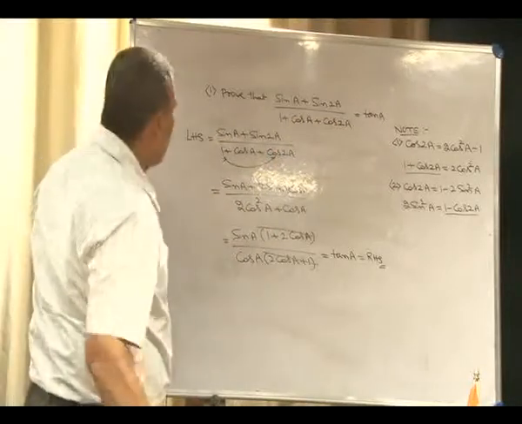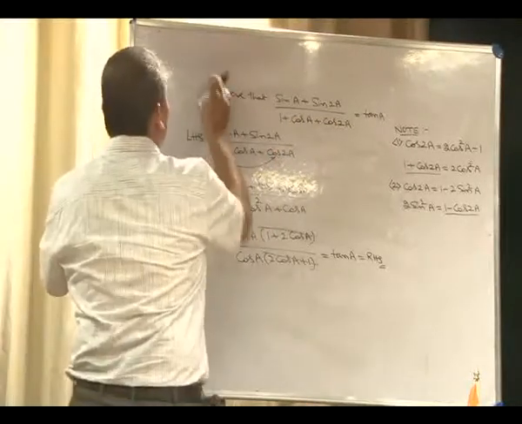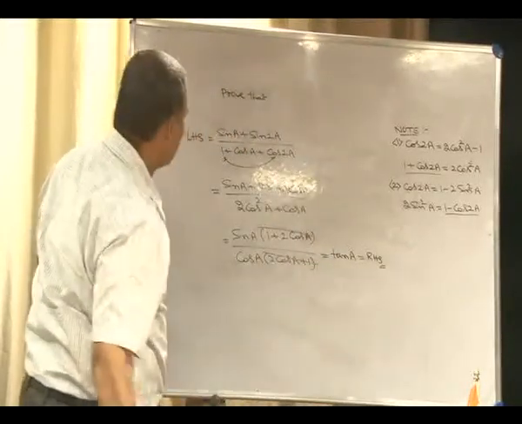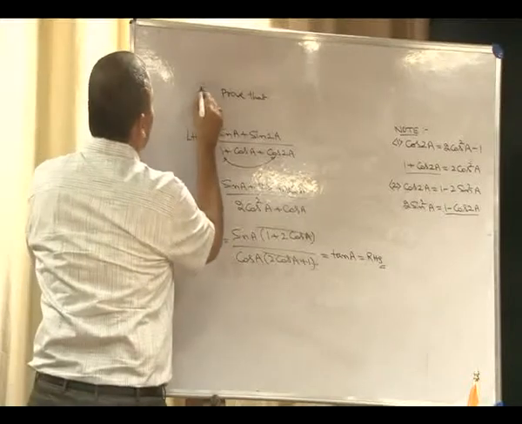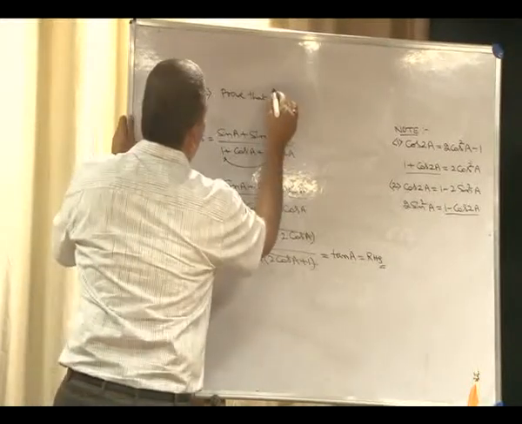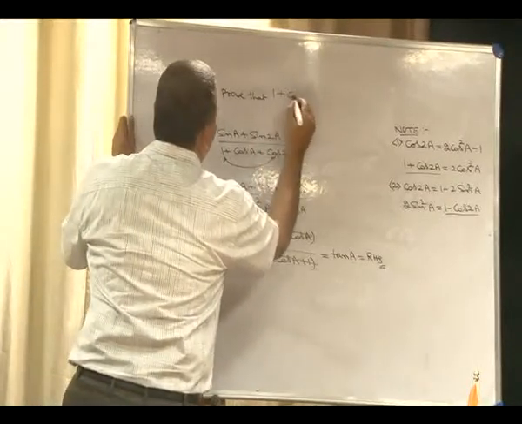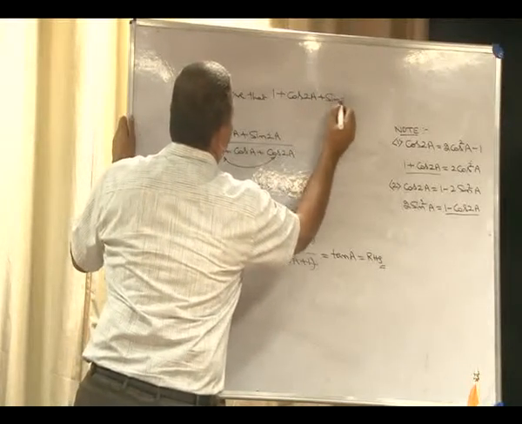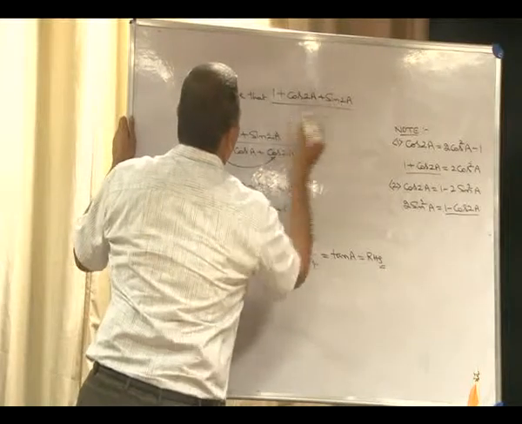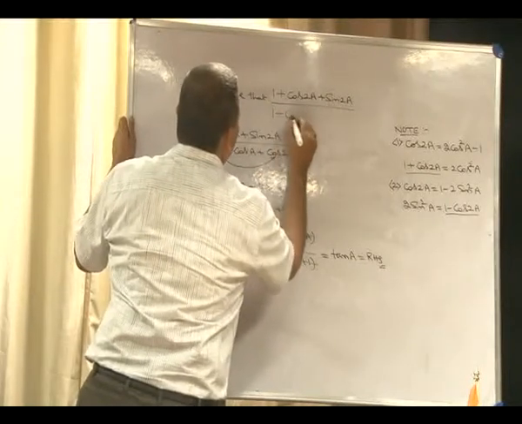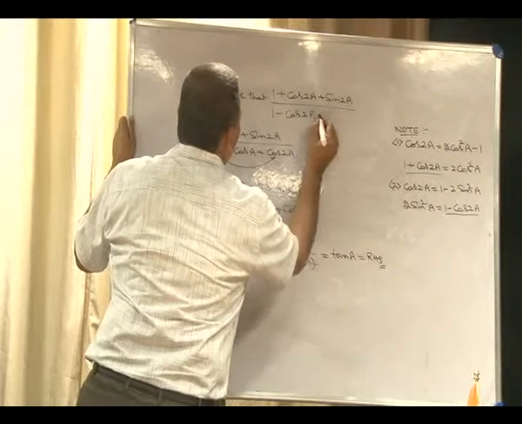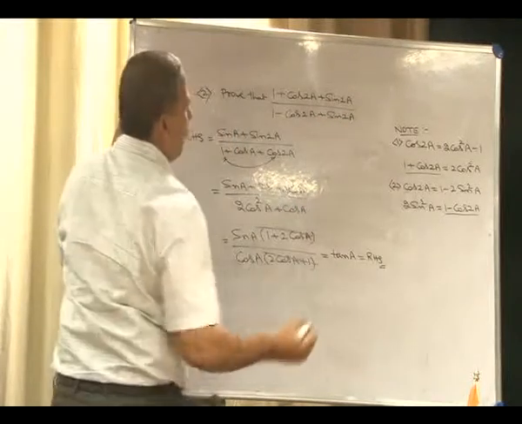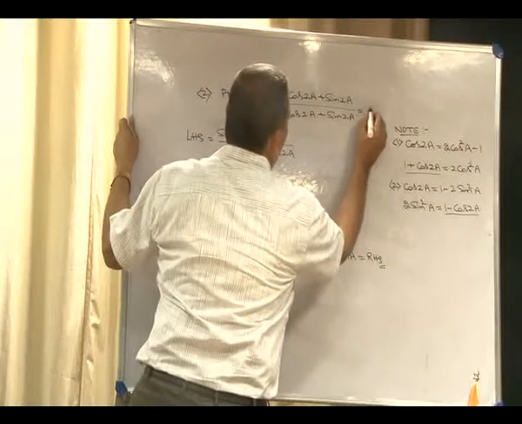Next problem. Prove that (1 plus cos 2A plus sin 2A) by (1 minus cos 2A plus sin 2A) is equal to cot A.